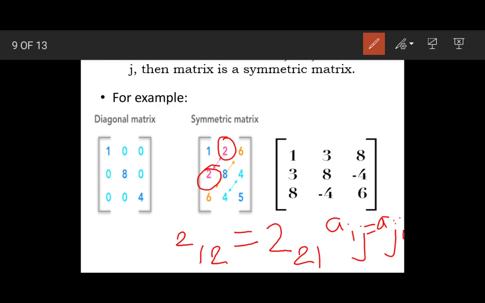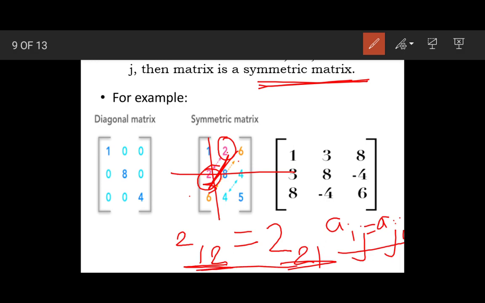Definition of symmetric matrix: a matrix is a symmetric matrix if aij is equal to aji. That means if we change the rows and columns, see here the position of 2 is first row, second column. After interchanging, swapping these two, we are getting 2 1, which means second row, first column. So the number in second row, first column is again 2. Both are the same, right? These two are the same. So therefore this is a symmetric matrix.